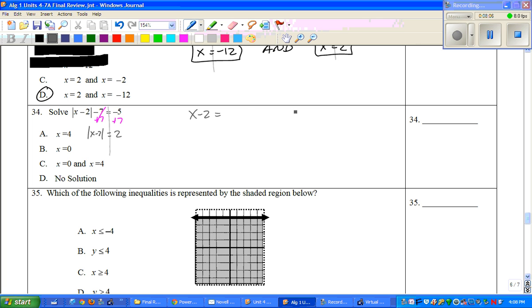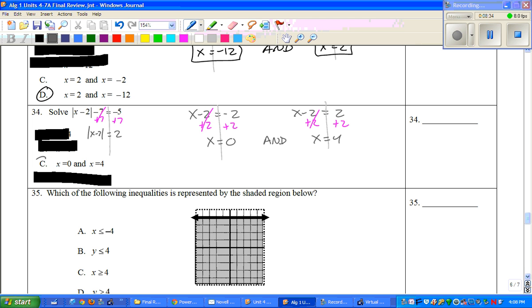So x minus 2, we have our 2, and then one's going to be negative, and one's going to be positive. Add 2, add 2, x equals 0. Remember, you got to do it to both sides. Two answers. So we get C.